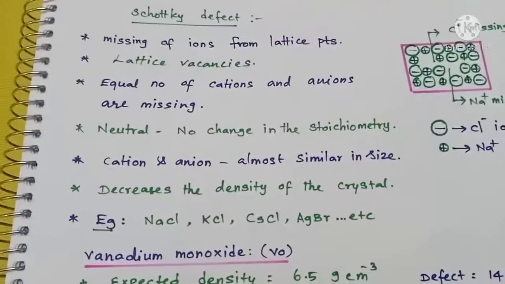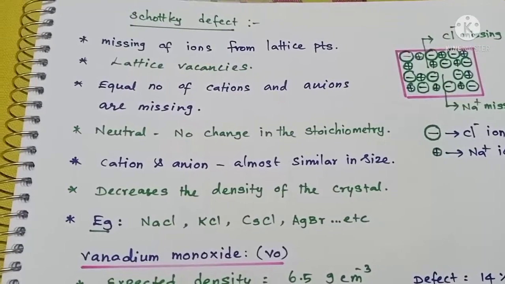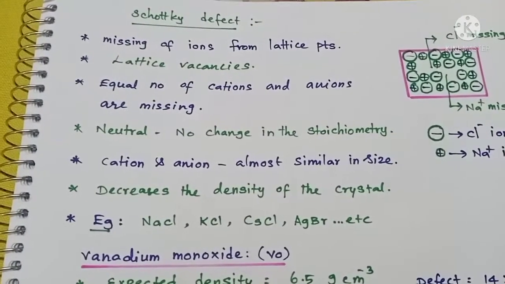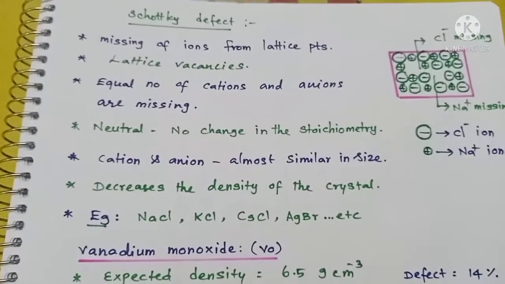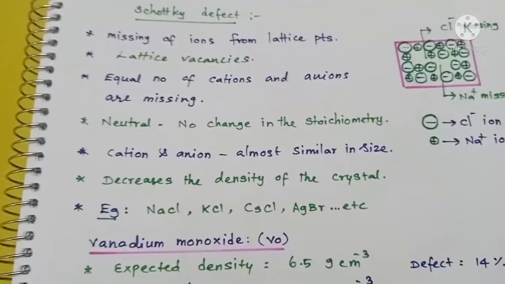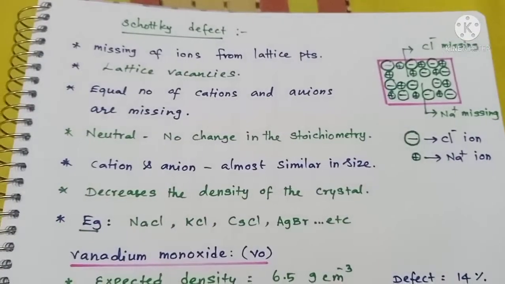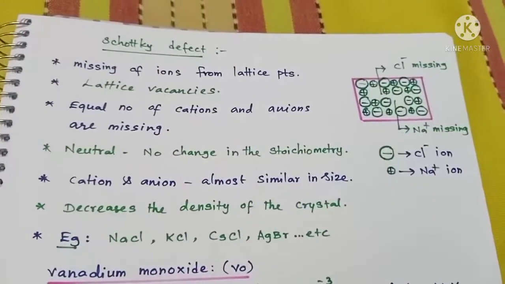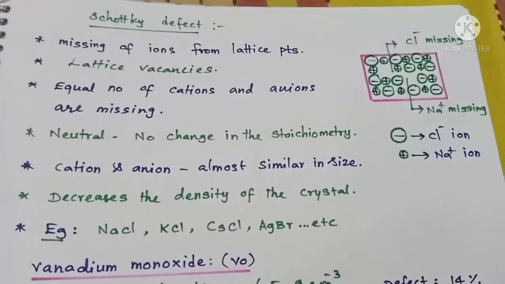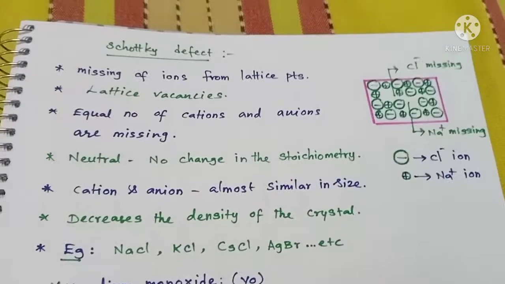Basically, the Schottky defect is due to the missing of a certain number of ions from lattice points. If some number of ions are missing from lattice points, such vacancies are called the Schottky defect. The places where the ions are missing are generally called lattice vacancies.